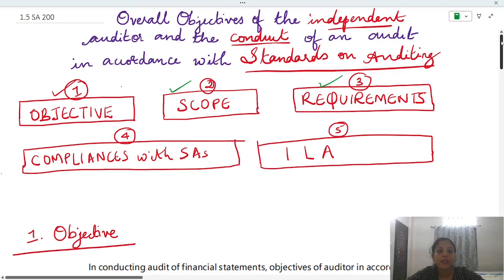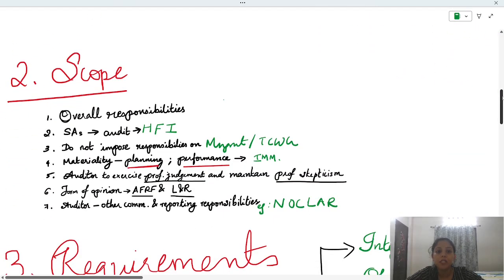Now regarding the scope of SA, it is regarding the overall responsibilities of the auditor, and the standards of audit apply to historical financial information. It does not cast any responsibility on the management or TCWG, and only material matters are for the auditor, which means for immaterial things the auditor is not to be held responsible. Then, depending upon the applicable financial reporting framework and law and regulation, the form of opinion will be different. And apart from SAs, the auditor may have other reporting responsibilities. So these are what is discussed under the scope part.